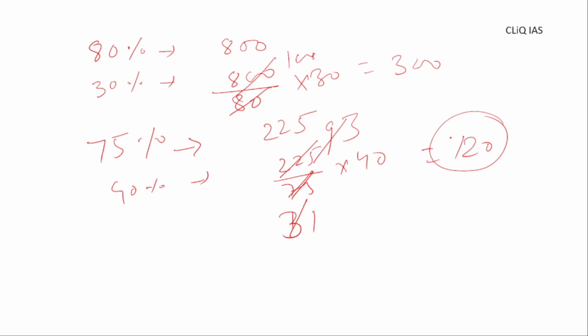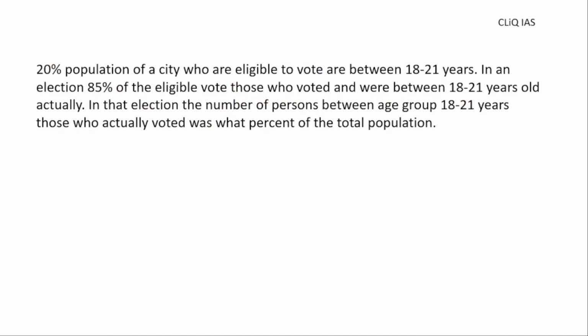Now let's move to the questions. First question: 20% of the population of a city who are eligible to vote are between 18 and 21 years. So in the entire population, 20% are voters in the 18 to 21 age group. Of those who have voted, 85% are from the same age group, 18 to 21. Out of the 20%, 85% have actually voted. This is clear.